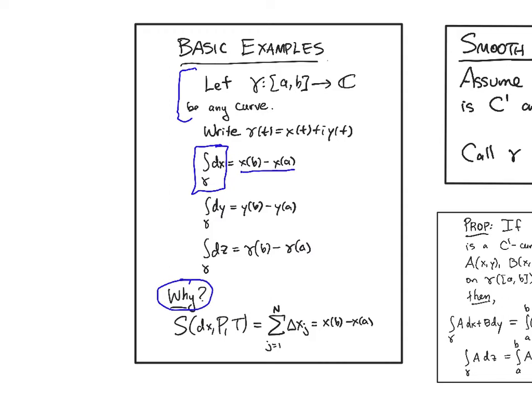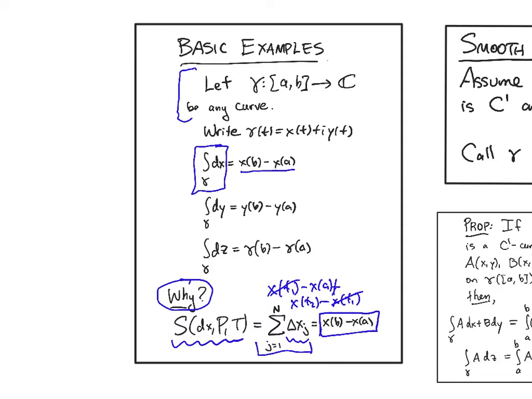Why is that? Well, if I look at one of my approximating sums, I'll just get a sum of a bunch of delta x's, and then this will be a telescoping sum, and so I'll have something like x(t1) minus x(a) plus x(t2) minus x(t1), and you'll do that all the way down the line and see that you just get x(b) minus x(a).